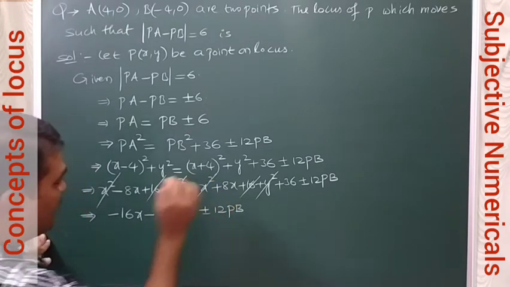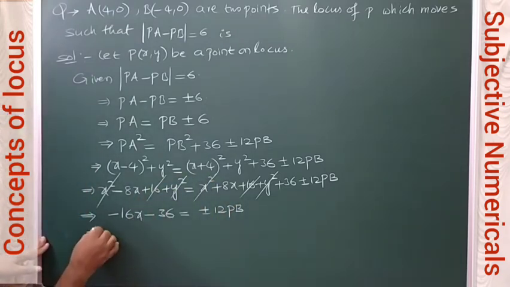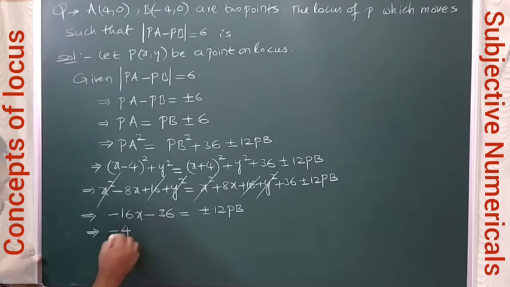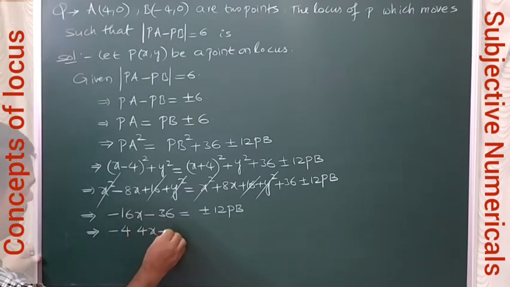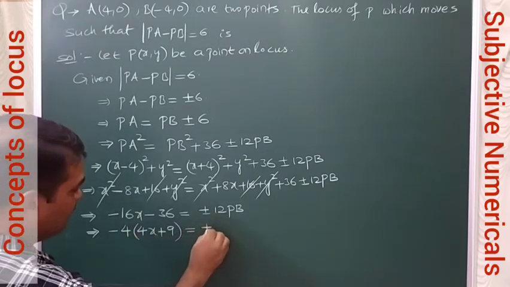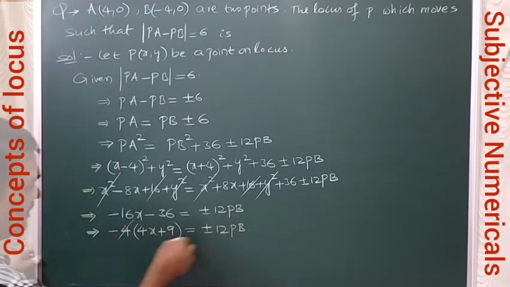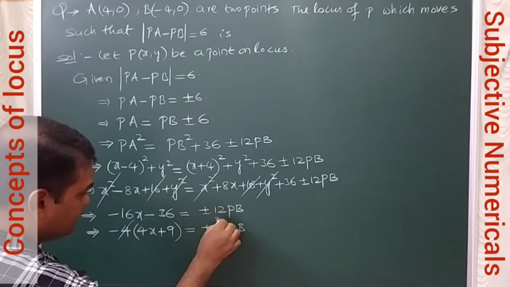Okay, so now we can take 2 common. Of course 4 common we can take. So I can take 4 common and cancel with the RHS part. Minus also I will take common. So minus 4 common means 4x minus 9 is left, or 4x plus 9 is left. So here plus or minus 12 into PB. So 4 3 times I will cancel.